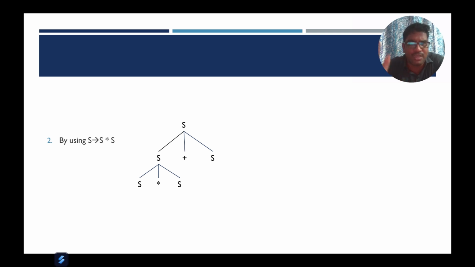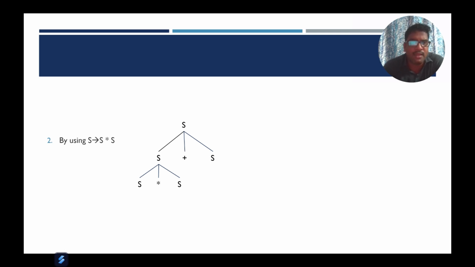That is S tends to S plus S. On the right side, the first left variable, the non-terminal, I am going to consider. In that, I am going to substitute S tends to S star S. S tends to S star S. Step 3, by using S tends to X.